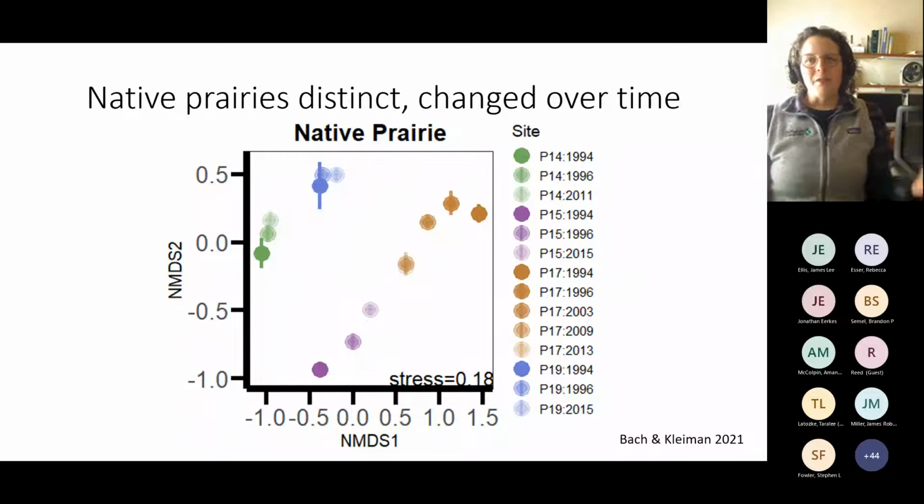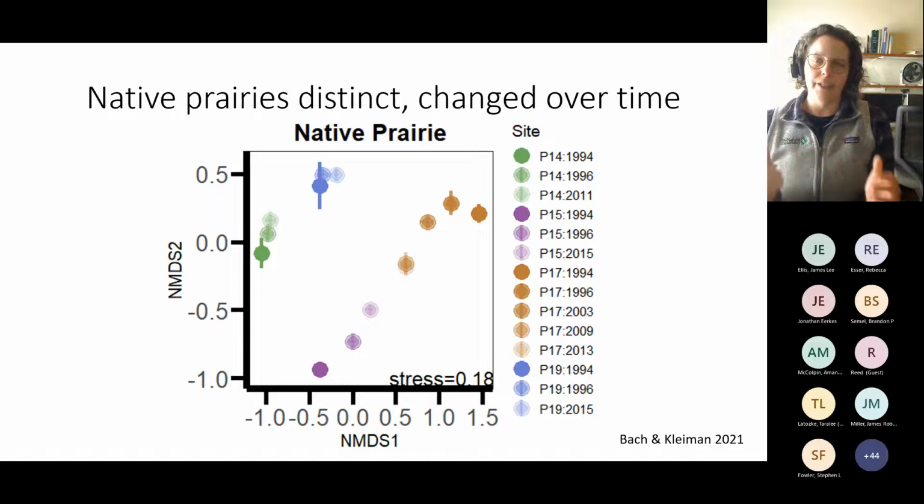So I'm going to begin by showing you the native prairie data. I'm going to show you several slides like this, so I'm going to set this one up for you. This is a visualization of the plant community. Some of you may be incredibly familiar with these types of graphs, others may not be. The big thing you need to know is that dots that are closer to each other on this graph have more similar plant communities. They share more similar species.